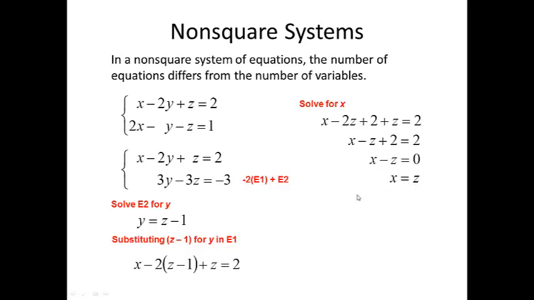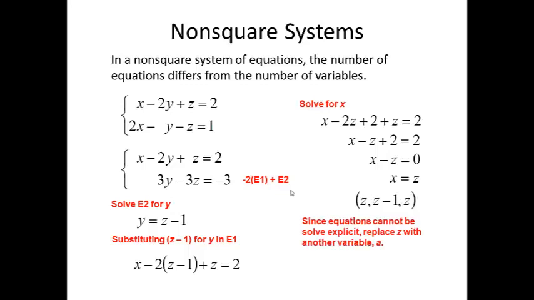So now my answer, since x is equal to z, I get to replace one of my variables with a different unknown. I'm going to call that a. So x is going to be a, and then y is going to be a minus 1. And z is also a. Both z and x are a, and y is a minus 1. And that's how we're going to write our answer, because we don't have enough information here to completely finish this.